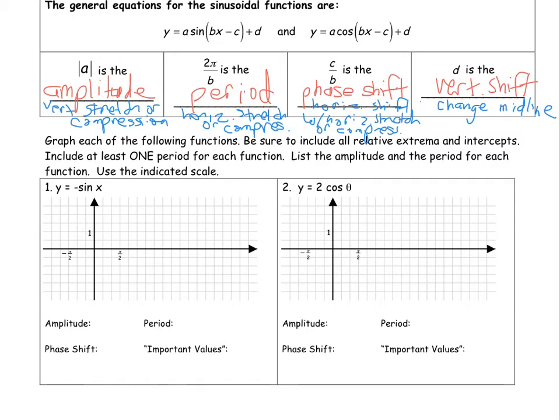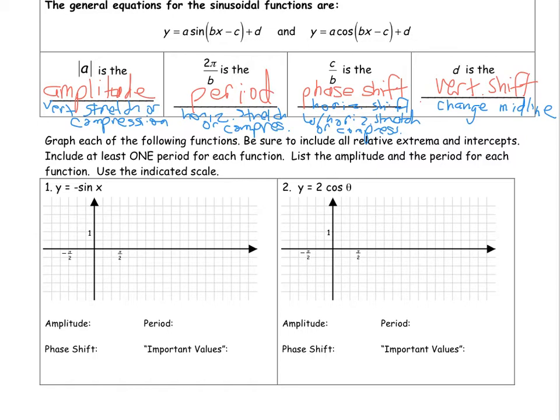Let's put it all together and do a few graphs here. You need to pretty much include everything. Make sure you always graph at least one function, at least one period for every function. So we're going to write everything down. We're going to find those key points. We're going to do the whole 9 yards here.